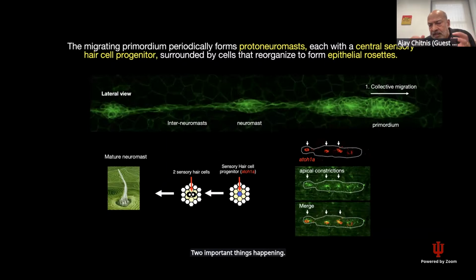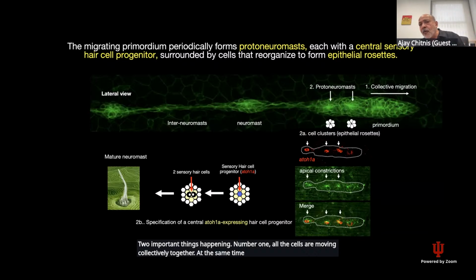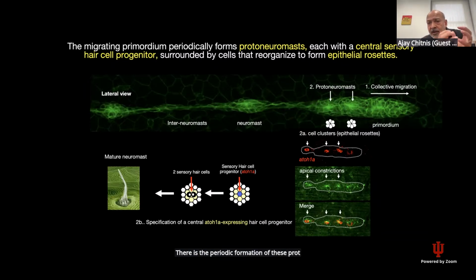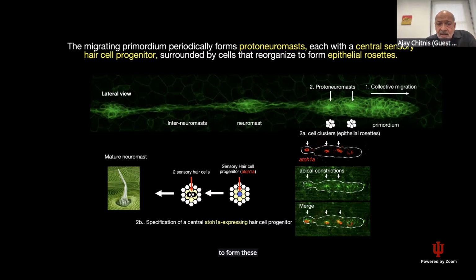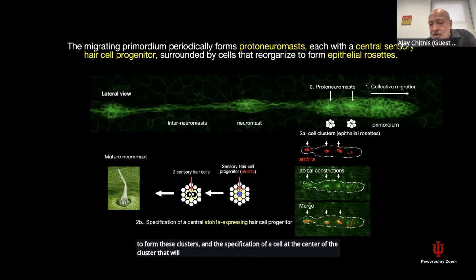Number one, all the cells are moving collectively together. At the same time, there is the periodic formation of these protoneuromasts, or primitive neuromasts, starting from the trailing end of the primordium. The formation of these protoneuromasts involves two processes. One is the reorganization of the cells to form these clusters, and the other is the specification of a cell at the center of the cluster that will express a transcription factor called Atoh1a, which simply gives these cells the potential to eventually divide into two cells that will form the first two sensory hair cells of this sensory structure.